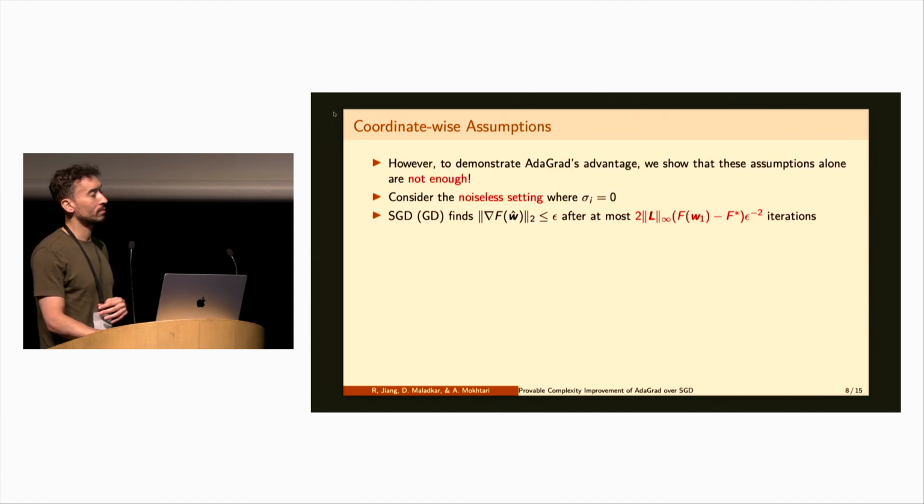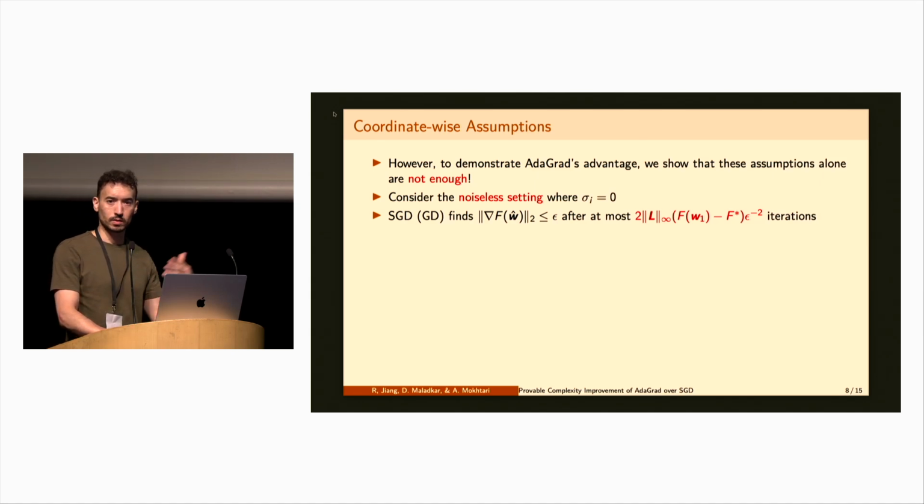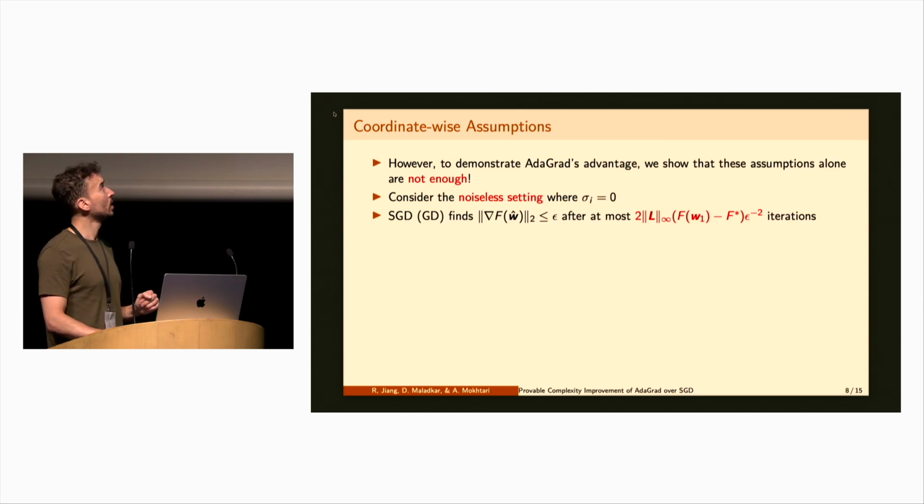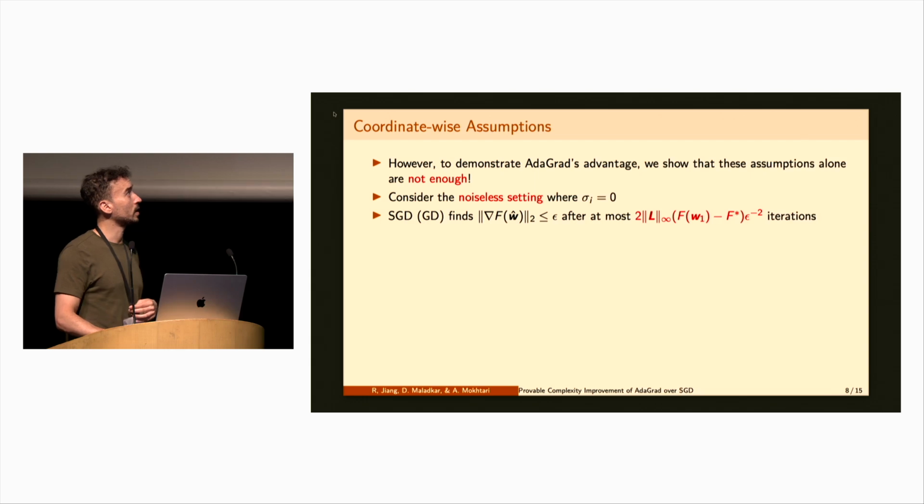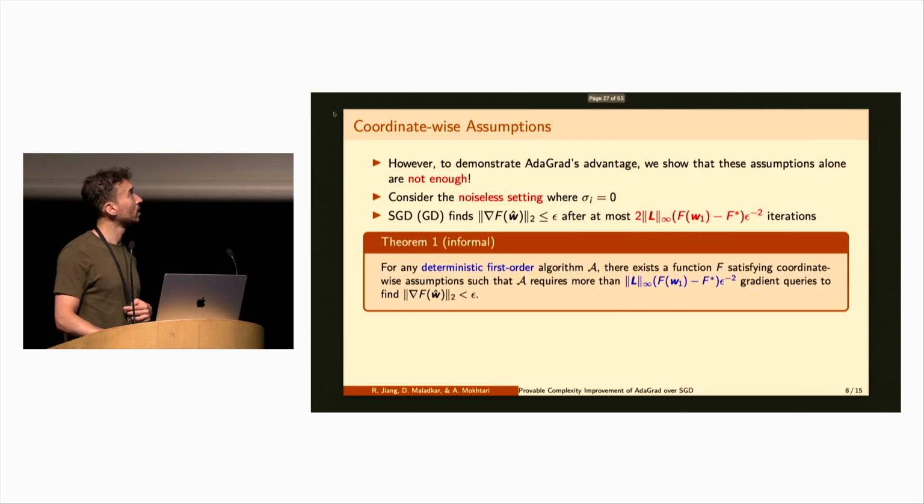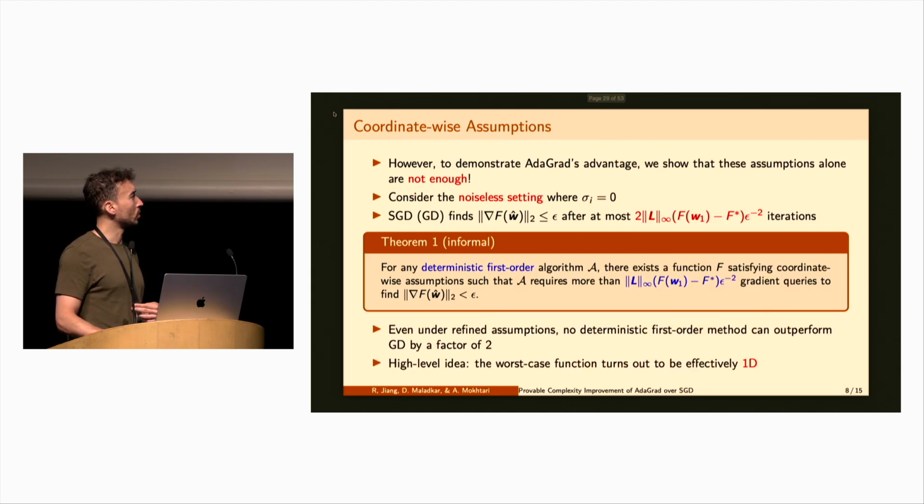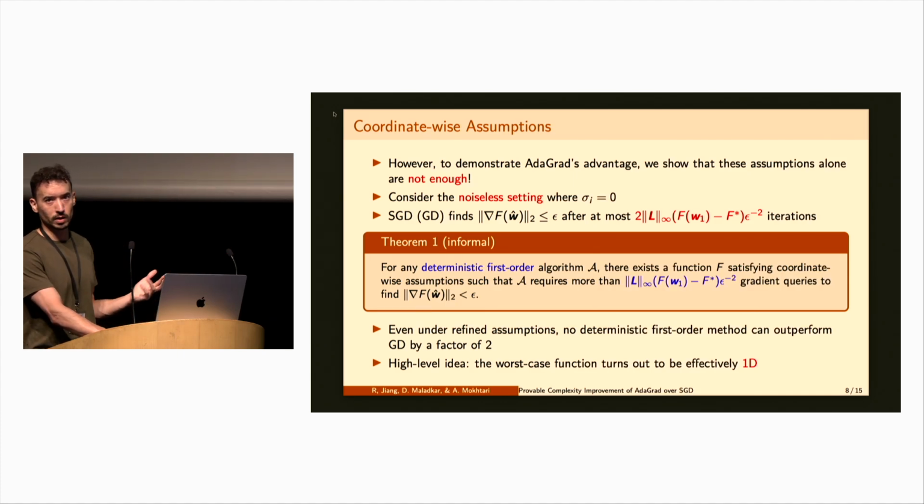It turns out that even if you make these coordinate-wise assumptions for smoothness and the noise of the gradient, this is not enough to show that AdaGrad does better. It can be shown that SGD finds a stationary point in this setting with the rate shown here in red. And there's actually a lower bound that matches this for a deterministic example, so there's no hope for AdaGrad to do better. And the worst-case setting for this is actually just a 1D example.